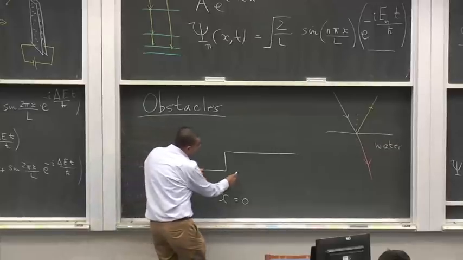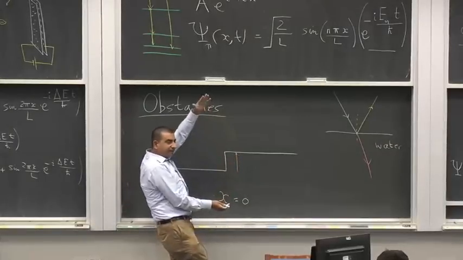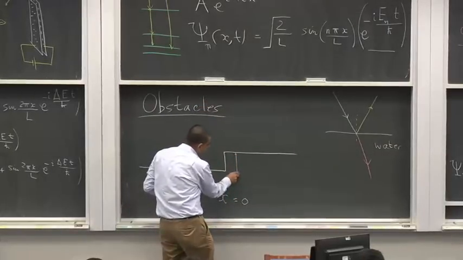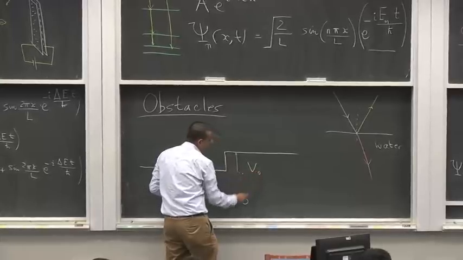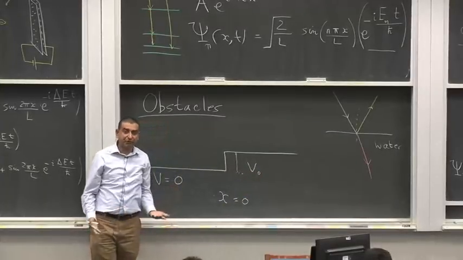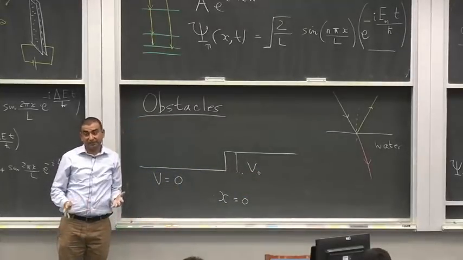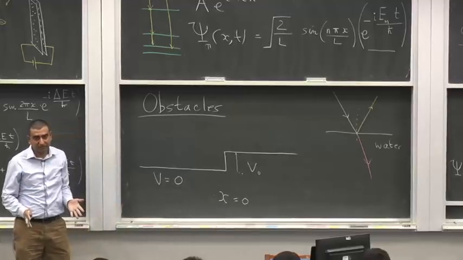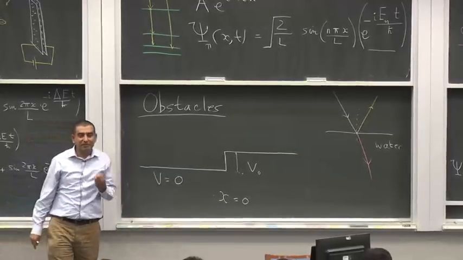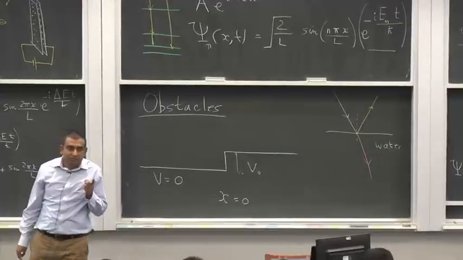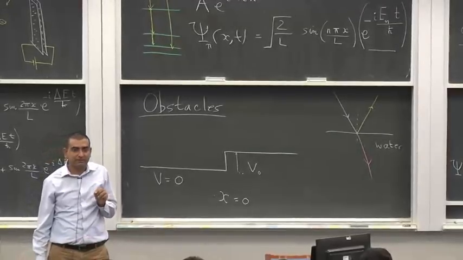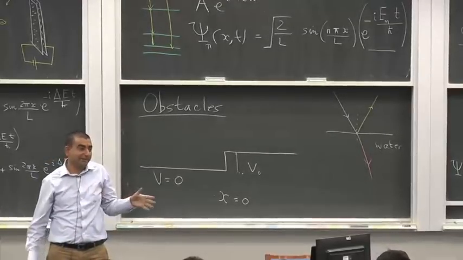The potential energy takes a positive hit, it becomes V naught. So now there are two regions. There are two mediums, in other words, for the particle. Now we would like quantum mechanics to help us. We would like Dr. Erwin Schrödinger to help us. Now how is he going to help us? He's given us an equation.